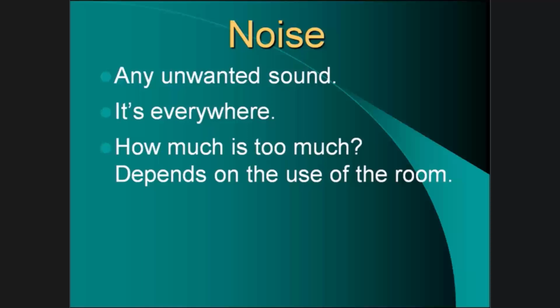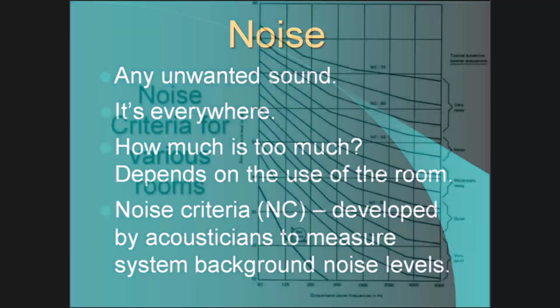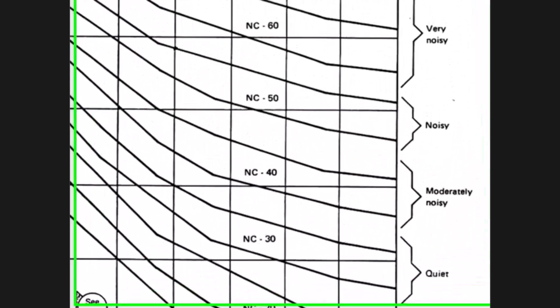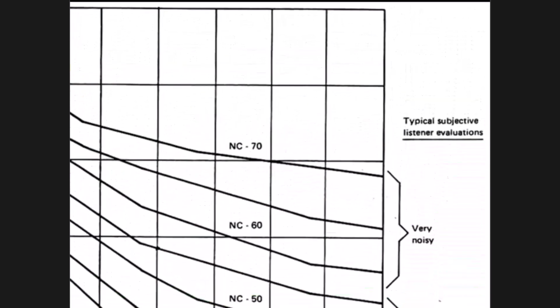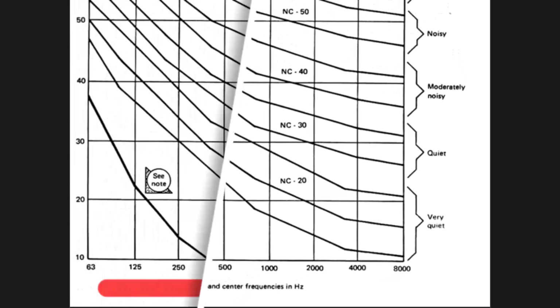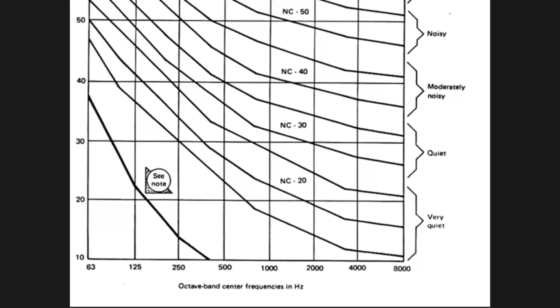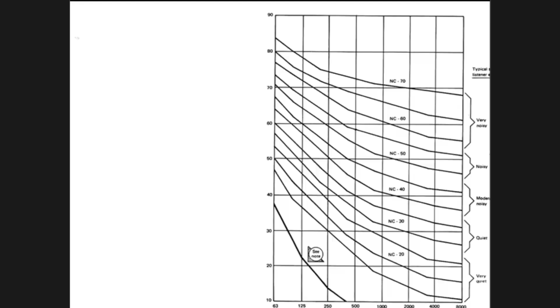So, in order to be able to measure the noise, acousticians developed noise criteria so they can measure the background levels of a room. This graph shows noise on the left, measured in dB of sound pressure level. Shown on the graph itself are various noise criteria, all the way from 70, which is a very noisy environment, down to a noise criteria of 20, which is very quiet. Notice that the noise criteria changes with frequency, shown along the bottom. Applying these noise criteria to various rooms, we get an idea of how much noise is tolerable.